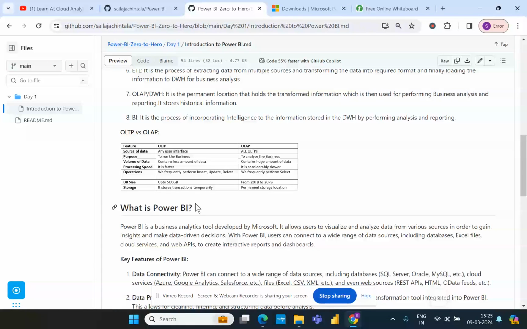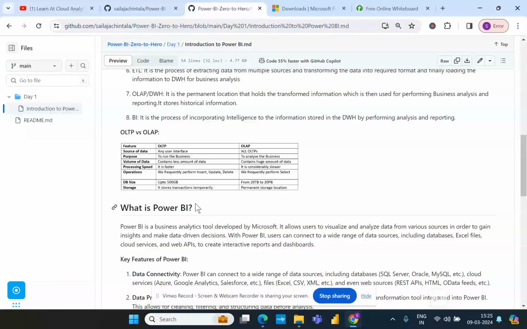So OLTPs are used to run the business, while with OLAP, after all the transactions are performed, if I would like to go back and check how my business is performing for the last 1 year, the last 6 months or the last 1 quarter, I would be able to analyze the business by connecting to my data warehouse data. So that is the purpose of using OLTP and OLAP systems.